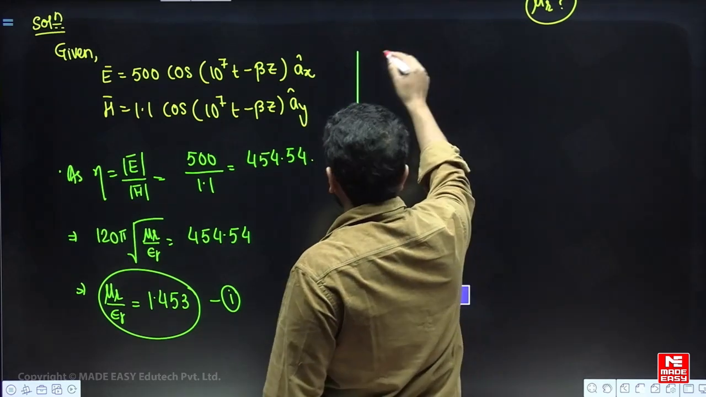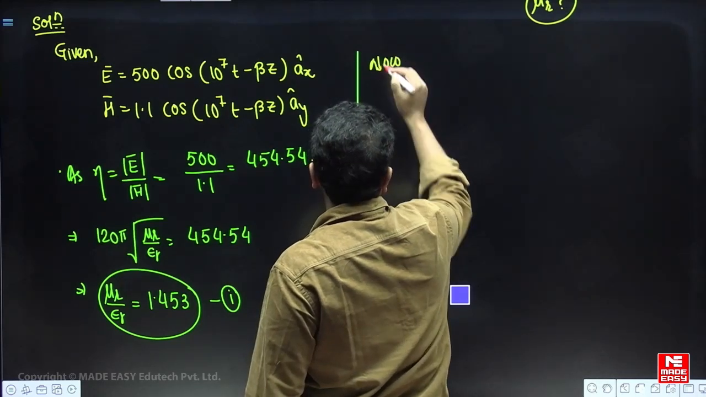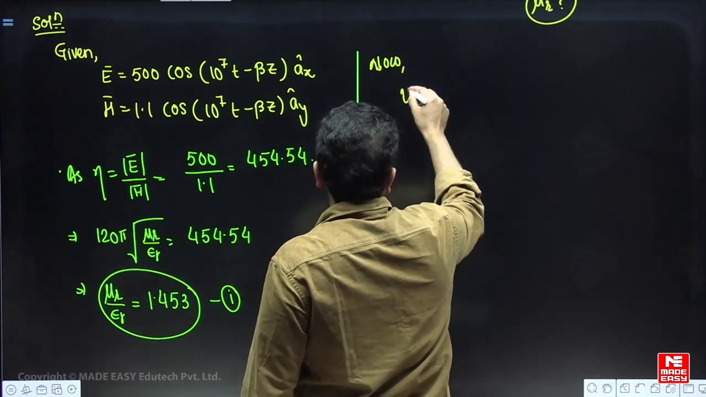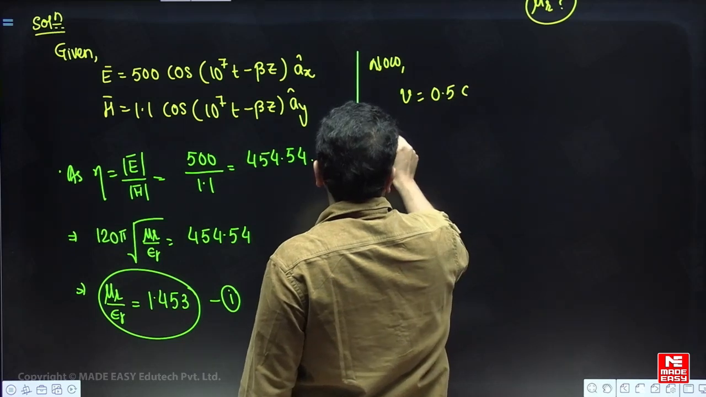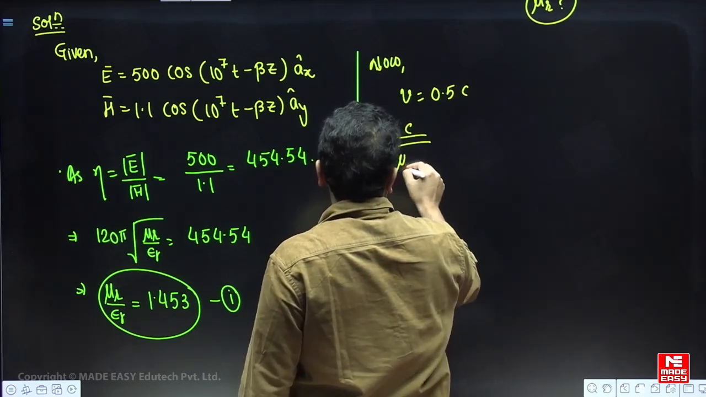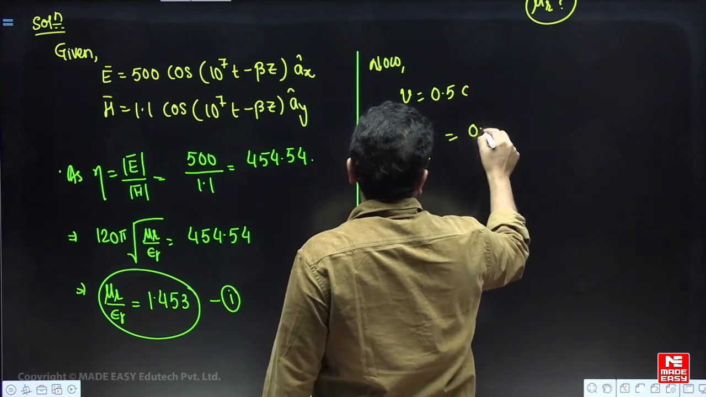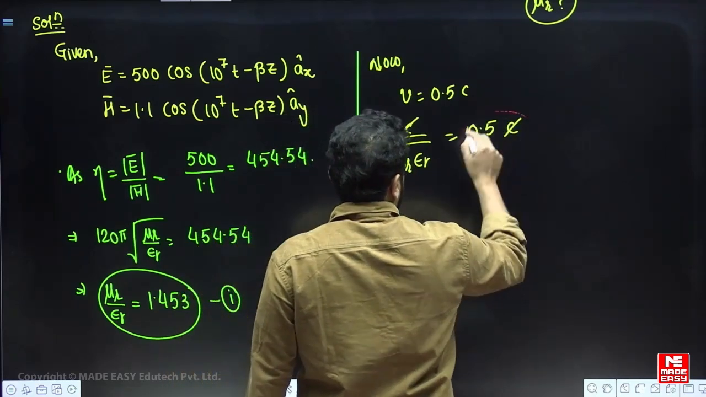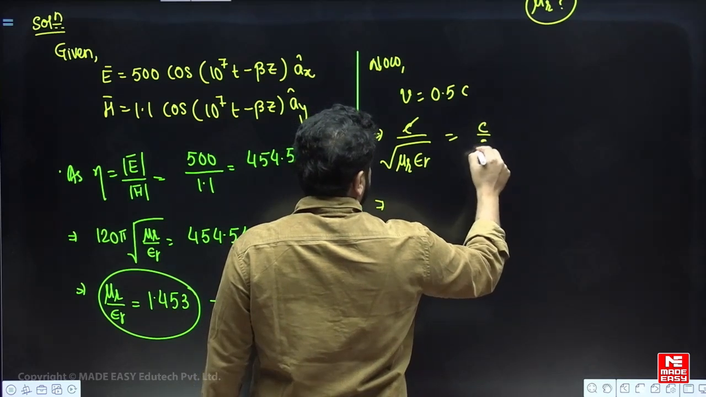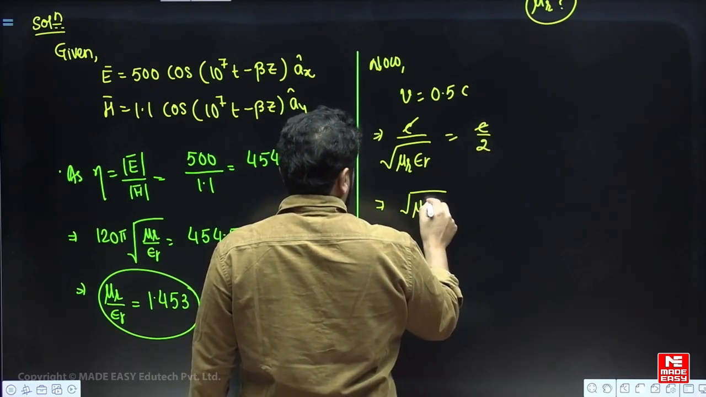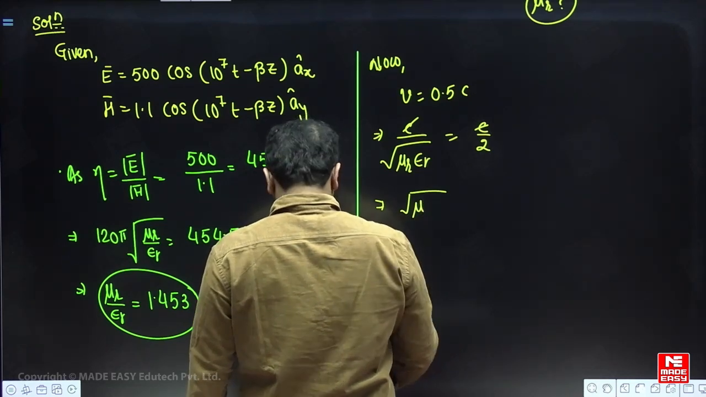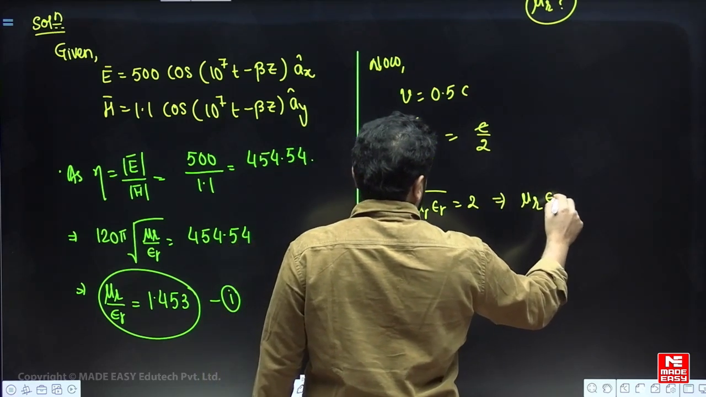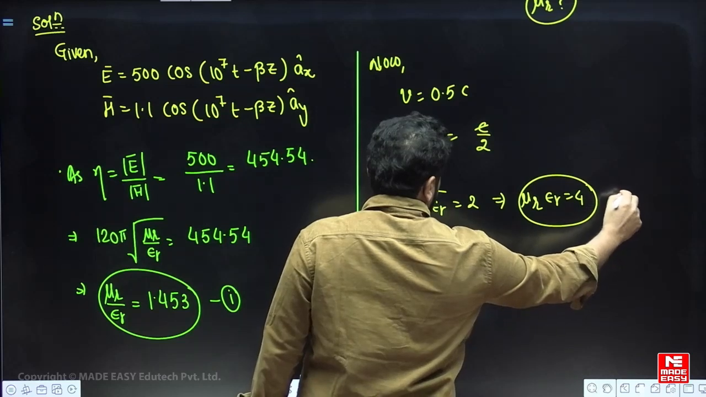Next. Now V is given as 0.5 C. What is V? V is equal to C upon root under mu r into epsilon r is equal to 0.5 times of C. So you can say this is C by 2 directly. So I can say that root mu r into epsilon r is equal to 2. So I can say that mu r into epsilon r is equal to 4. Say this is equation number 2.